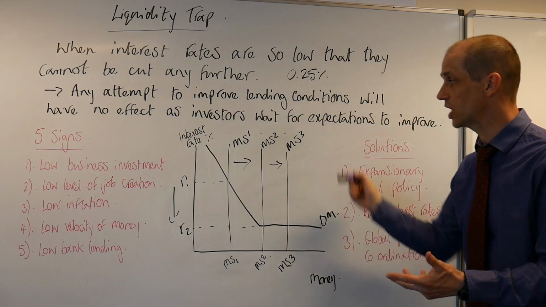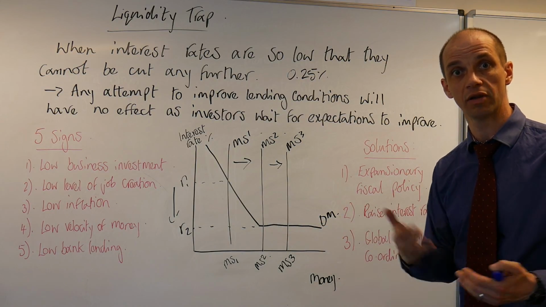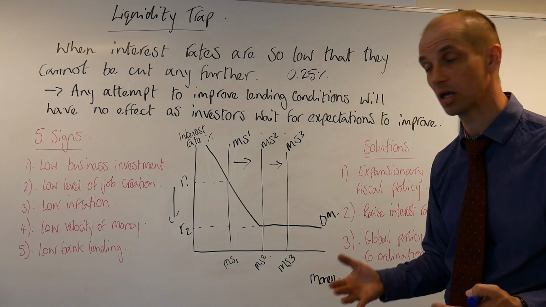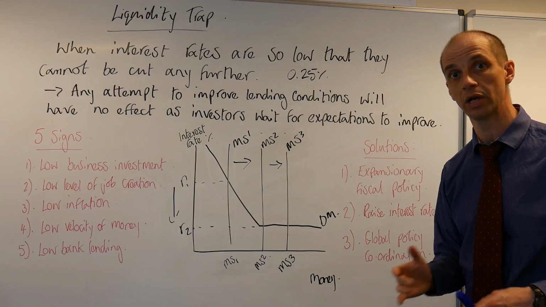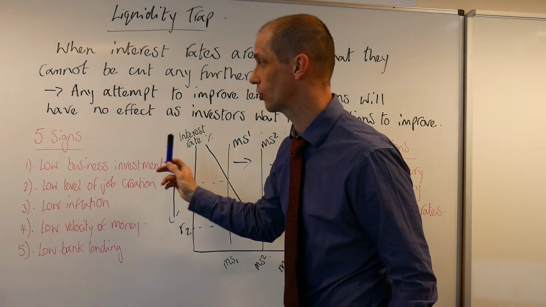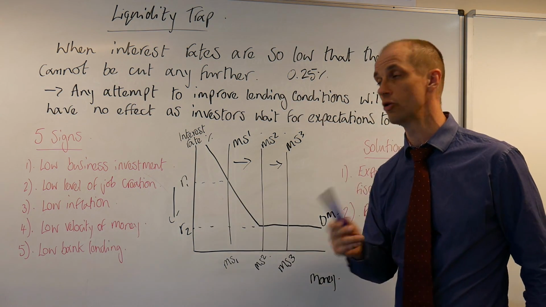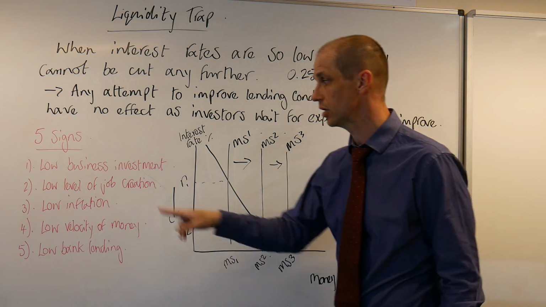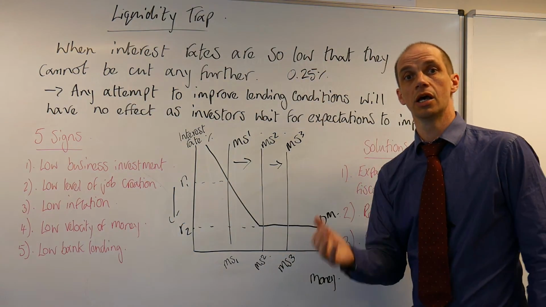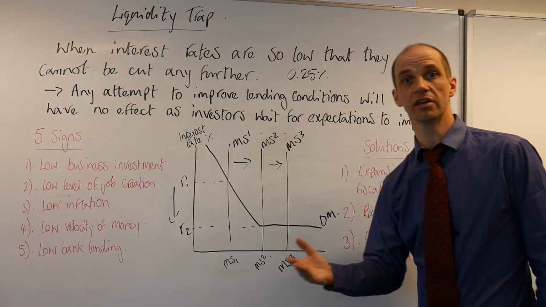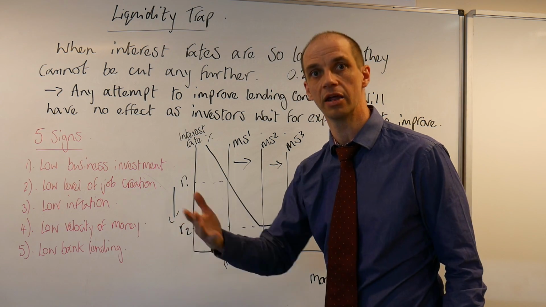So we can see at R2, MS3, we're going to have a very low level of economic output being attained in the economy overall. Aggregate demand, consumption, investment is all likely to be very low. There's 5 key signs when it comes to a liquidity trap. The first being that there's likely to be very low business investment being undertaken. There's likely to be a low level of job creation, low inflation, as well as a low velocity of money, so people hoarding cash as opposed to spending it readily.